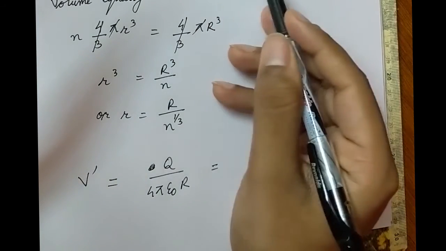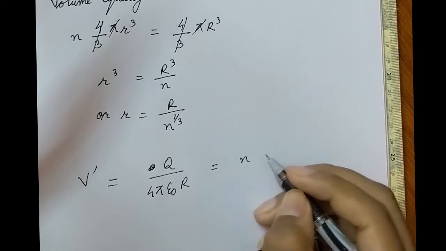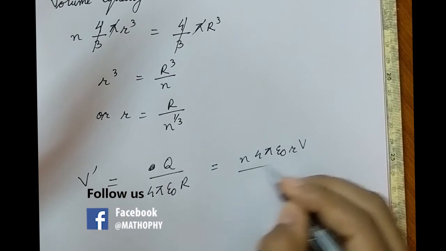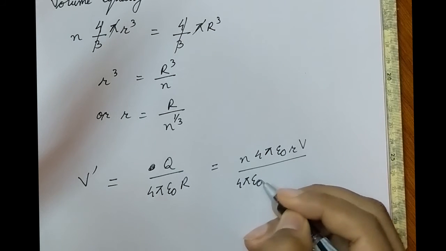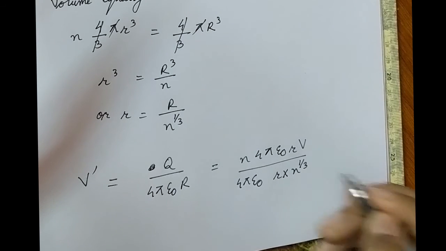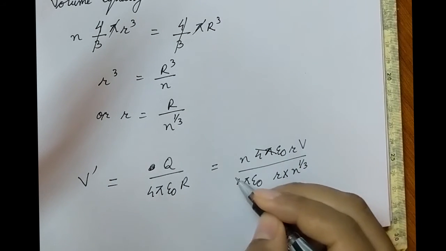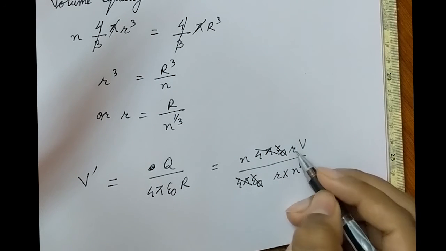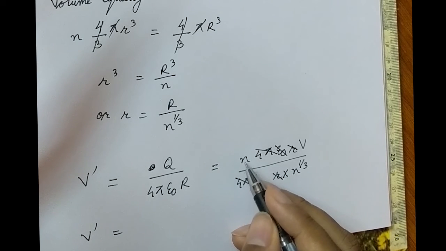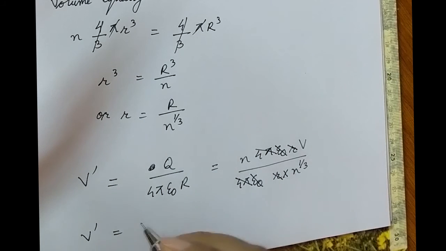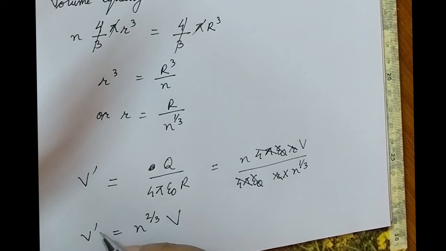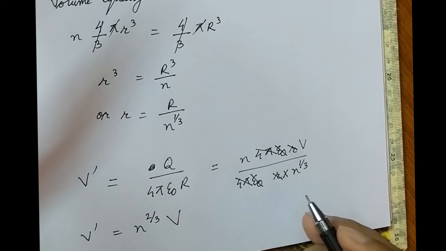We can put back the values, n into 4 pi epsilon naught small r into v, and down we have 4 pi epsilon naught, and capital R will be equal to r into n to the power 1 by 3. 4 pi cancels, epsilon naught and epsilon naught cancels out, even r and r cancels out. You have v dash is equal to n to the power 1 divided by n to the power 1/3. That means n to the power 2/3, and the v remains as it is. So the potential of the bigger drop is n to the power 2/3 times the potential of each smaller drop.